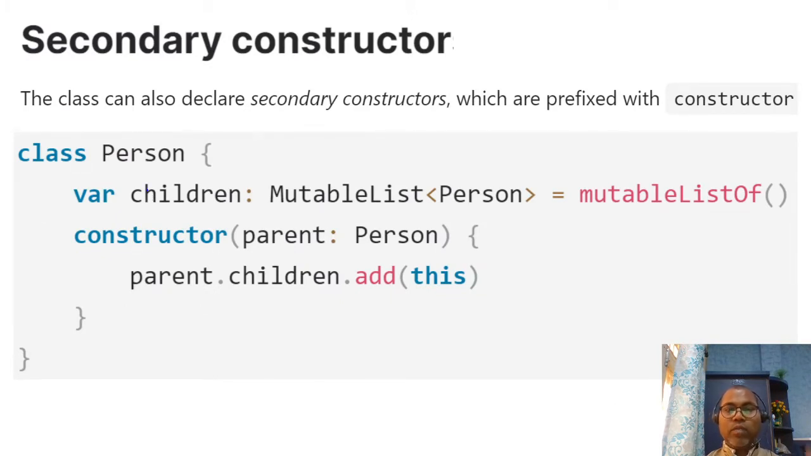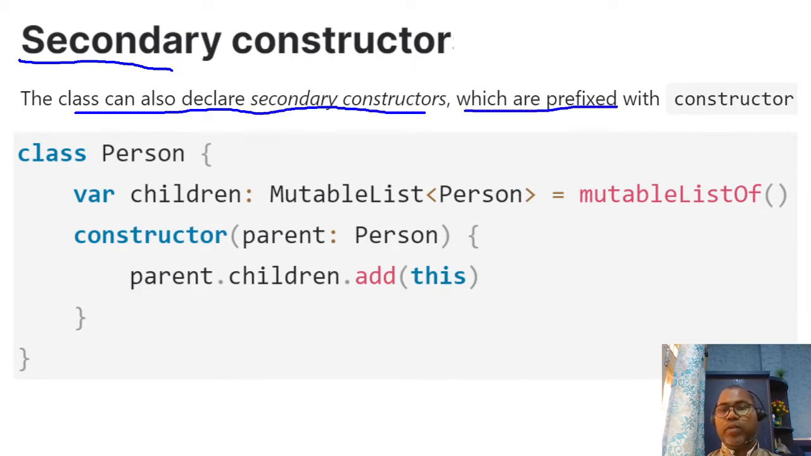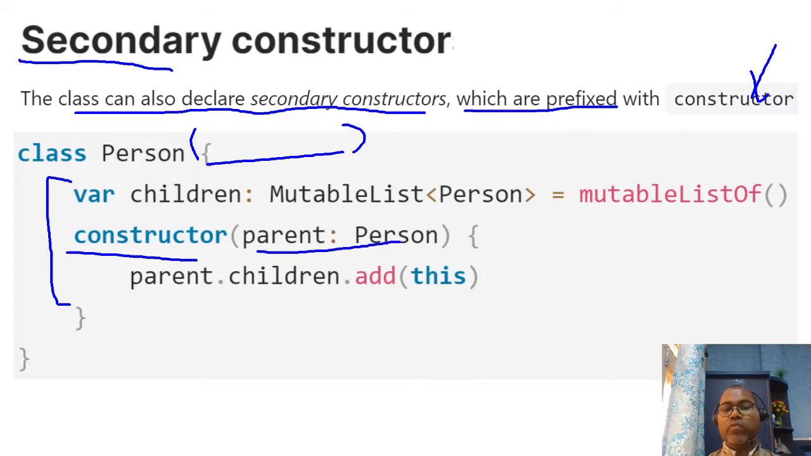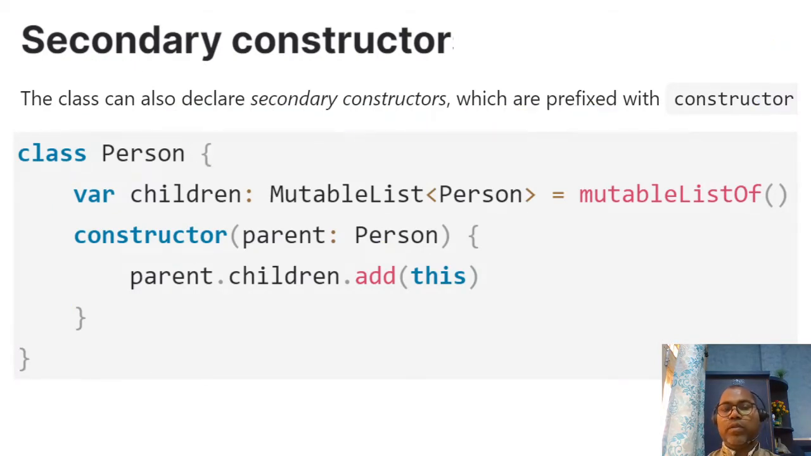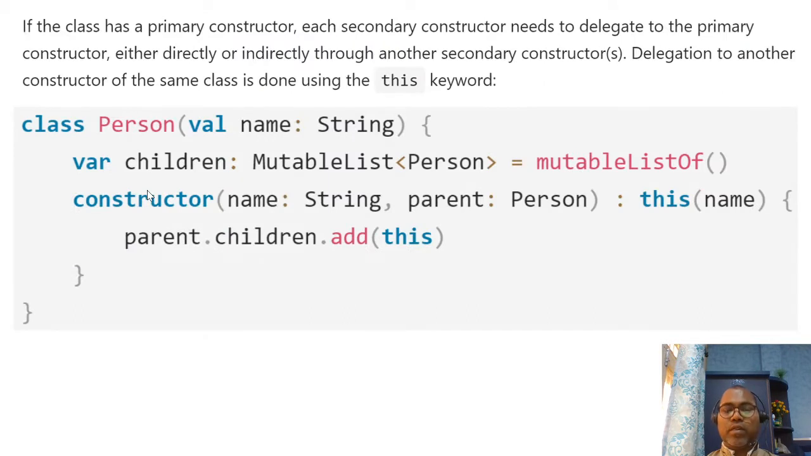So now let's talk about the secondary constructor. Till now we have talked about the primary constructor. There is a concept of a secondary constructor. A class can also have a secondary constructor, which is prefixed with the keyword constructor. The primary constructor you pass after the class name, but the secondary constructor always goes inside your class body, and you write your constructor with the number of arguments you want. In this way you can define a secondary constructor.